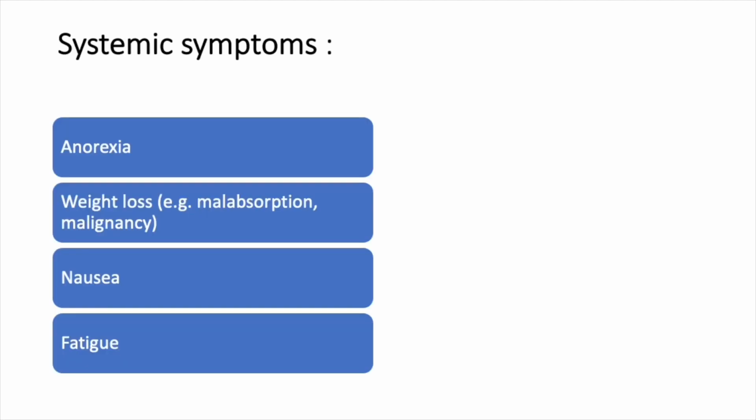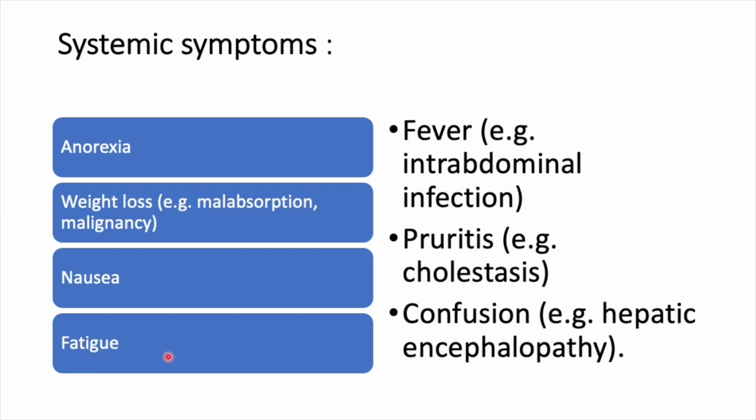In addition, there are always systemic symptoms you should ask about. Anorexia and weight loss are common in malabsorption, malignancy, and HIV infection. Ask about nausea, fatigue. Other systemic symptoms can occur. One is fever, as in an intra-abdominal infection like a liver abscess or acute gastroenteritis. This can also be a presenting symptom of inflammatory bowel disease. Pruritus can occur in cholestasis, that is in obstructive jaundice. Confusion may be a feature of hepatic encephalopathy.